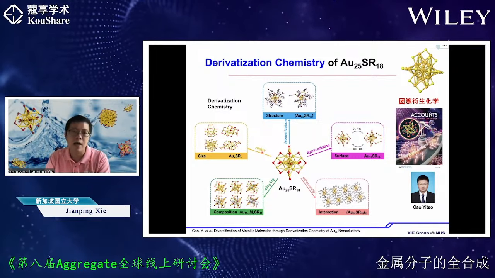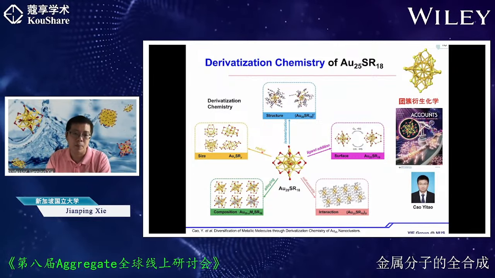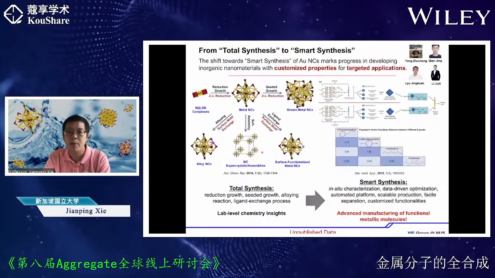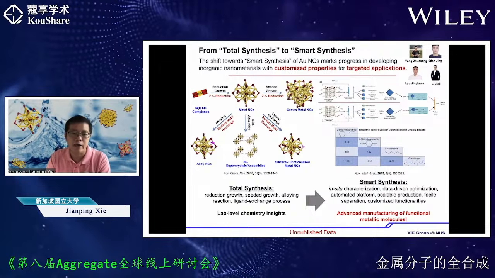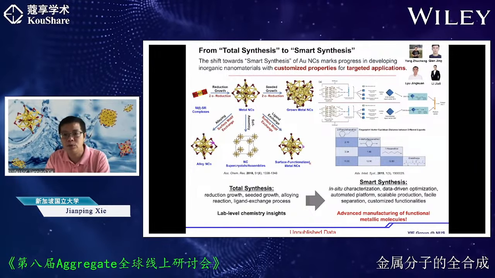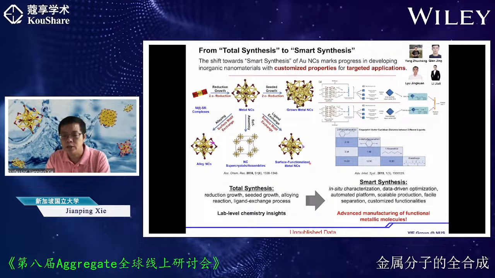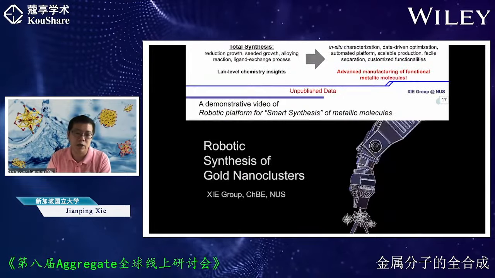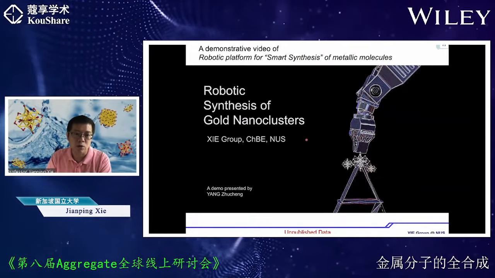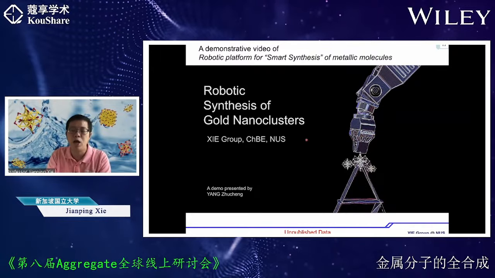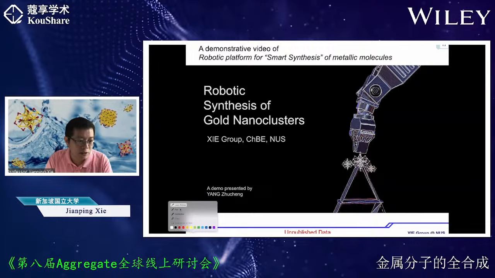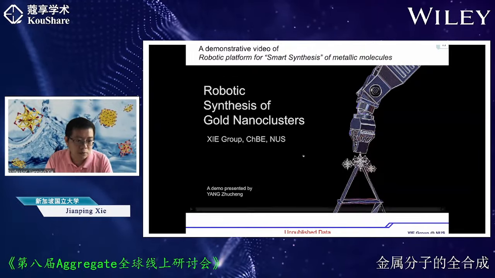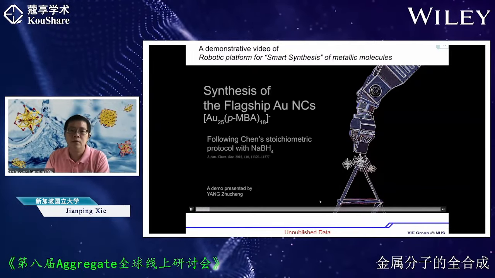So this is similar to organic molecules. And recently, we are also developing what we call smart synthesis. We integrate AI, and then we can do high throughput screening, together with automatic synthesis. So this is my last slide I will show you. Now we have developed this automatic synthesis, and that can help us to synthesize these particular molecules.